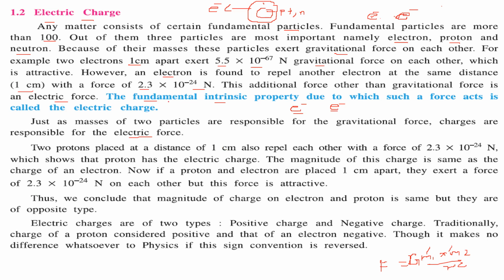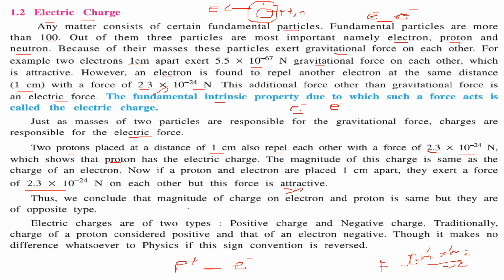If you do the same activity with protons, that is 2 protons placed at 1 centimeter, they will repel with the same force, 2.3 into 10 to the power minus 24 Newton. That means the proton also has electric charge, and the magnitude is exactly the same as the electron. Now, if you put a proton and an electron 1 centimeter apart, then what happens? Again, they exert the same force on each other, but now the force is attractive. Between electron-electron and proton-proton the force is repulsive, but here the force is attractive.